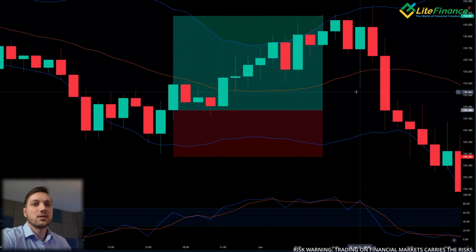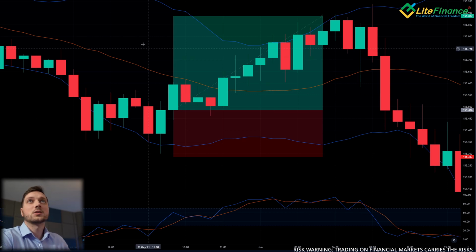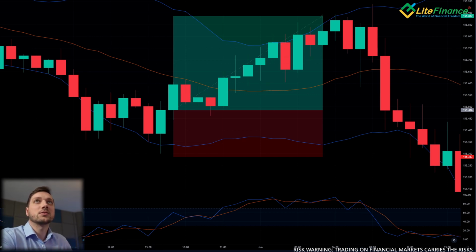So now let's discuss the stats of this strategy. Once again, as a reminder, this is the currency pair of British pound against Japanese yen, 1 hour time frame. So each candle represents the 1 hour price change. And now let's check the stats.